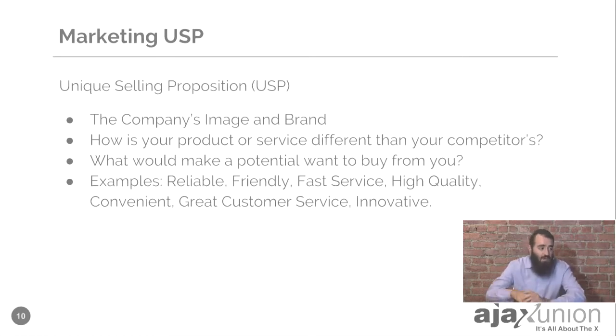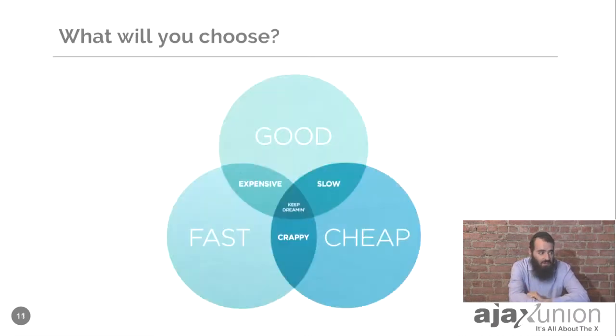So some examples are reliable, friendly, fast service, high quality, convenient, great customer service, innovative. There are many, many other USPs. You should go online and research USPs. There are so many. This is a Venn diagram that I found online. You could either have something that's really good, you can have service that's really fast, or you can have service that's really cheap. But you can't have it all. It's just not going to work. If you try to have a little bit of each, it's not going to be good, it's not going to be fast, it's not going to be cheap, and you're going to be dead in the middle.